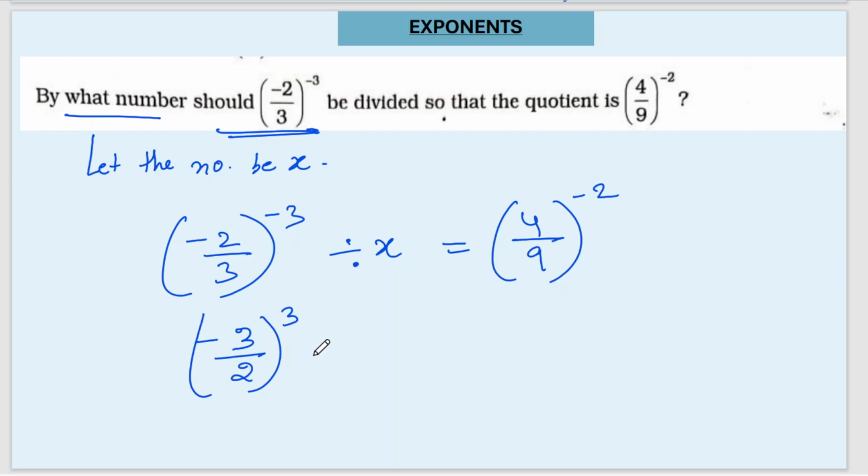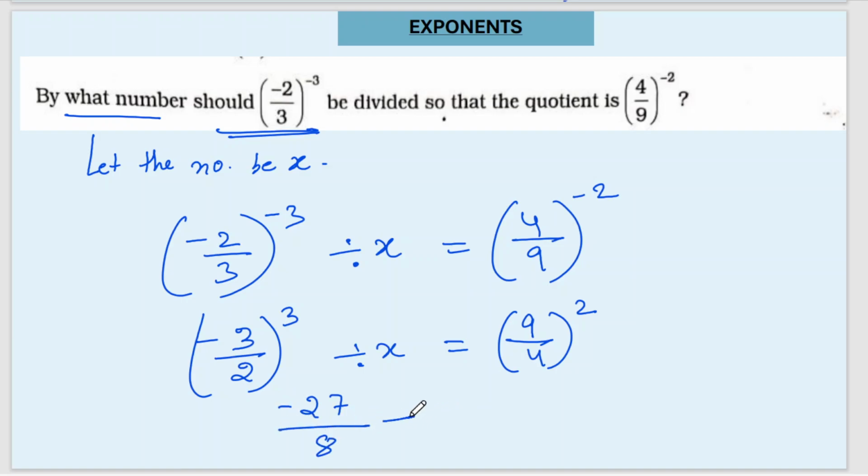See, we are on the day 3. That means we have already discussed most of the concept in our last part 1 and part 2. So if you find anywhere the doubts in the concept, please revise both the videos. Okay. So it is this divided by x equal to, we can write this (9/4) to the power 2. So we'll get this as minus 27 by 8 divided by x equal to 81 by 16.